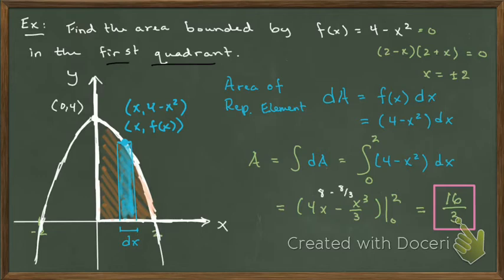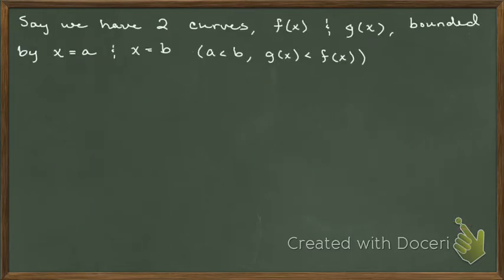In fact, I want to generalize this for having two curves. So let's say we have two curves, f of x and g of x, bounded by x equals a and x equals b, where a is less than b. So I'm just making sure I have, going from left to right, from a to b. And then g of x is less than f of x. That's going to be an important thing to pay attention to. Which function is larger? Okay.